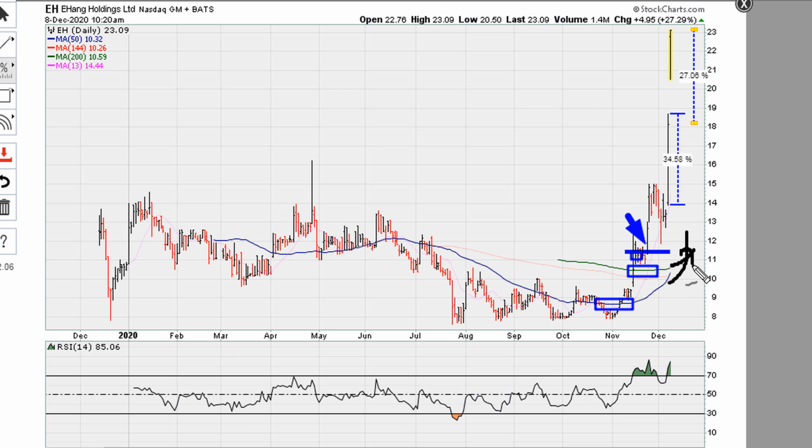And this method, again, can also be used for timing very powerful moves. It takes advantage of what I call flat moving averages.